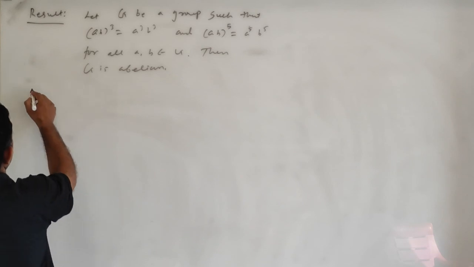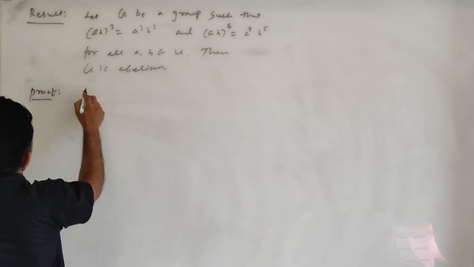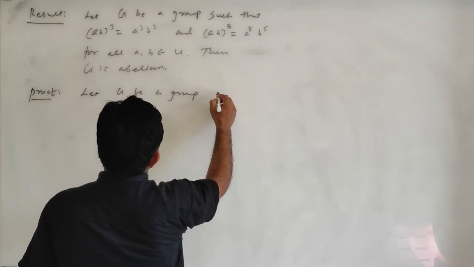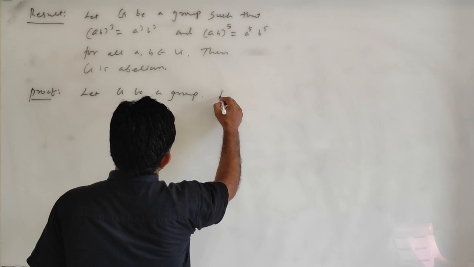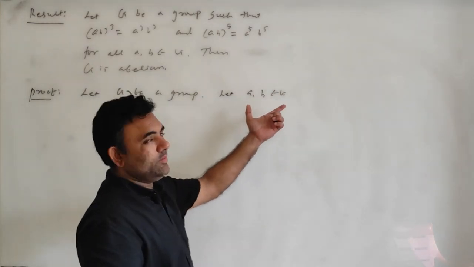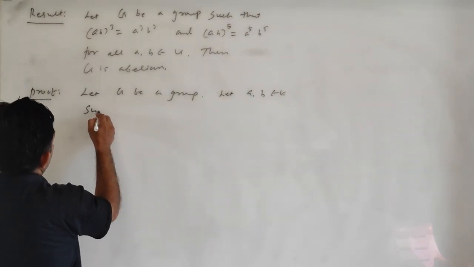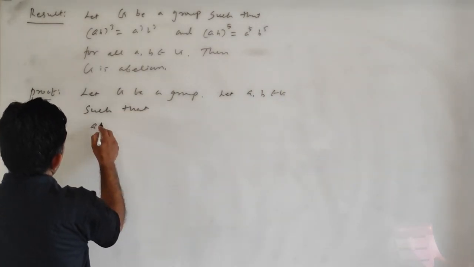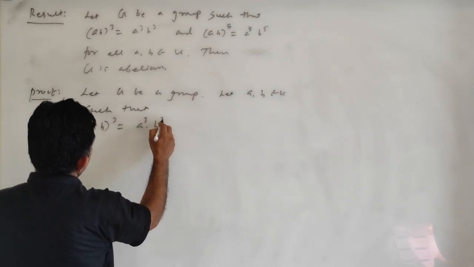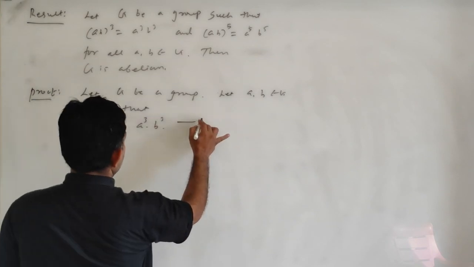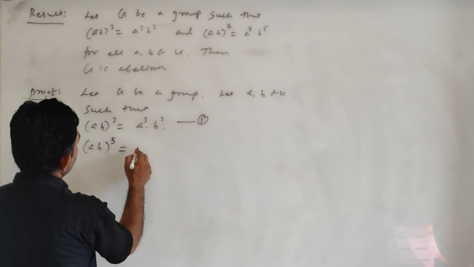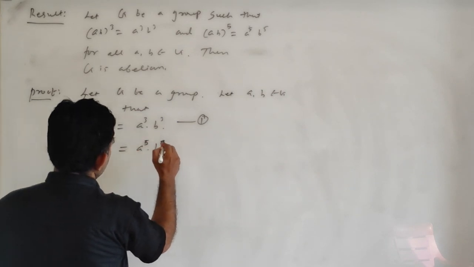Proof. Let G be a group. Let A, B belong to G. You take any two elements in G such that (AB)^3 is equal to A^3 B^3, result number 1, and (AB)^5 is equal to A^5 B^5, result number 2.